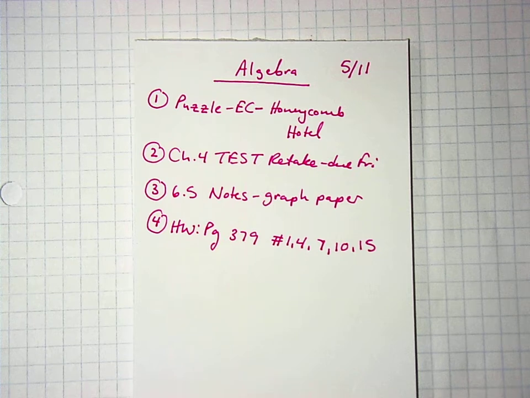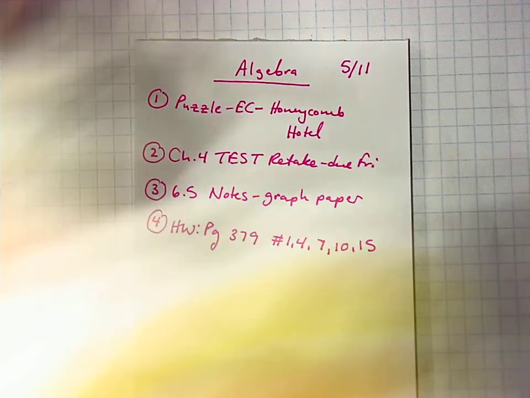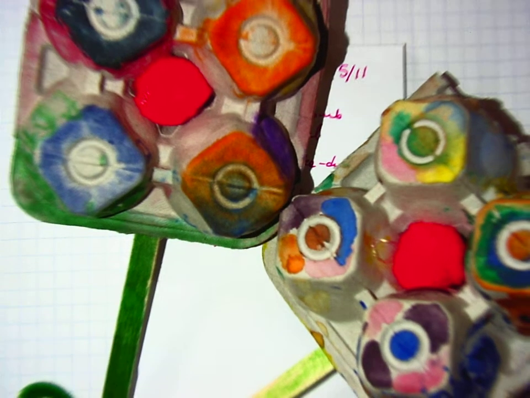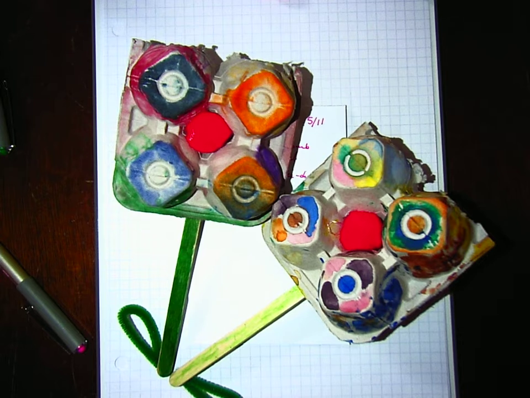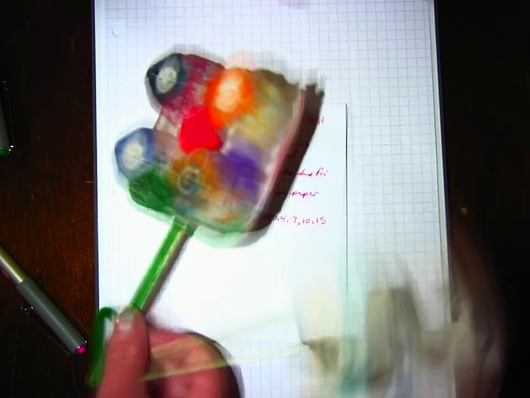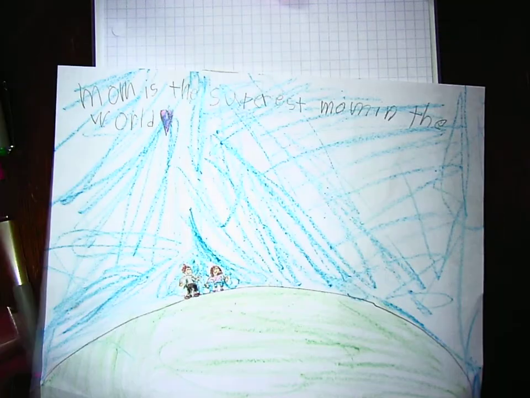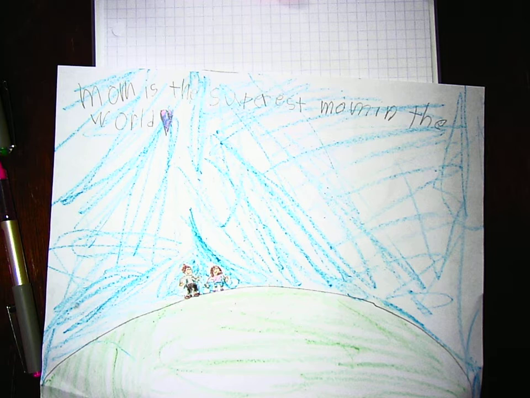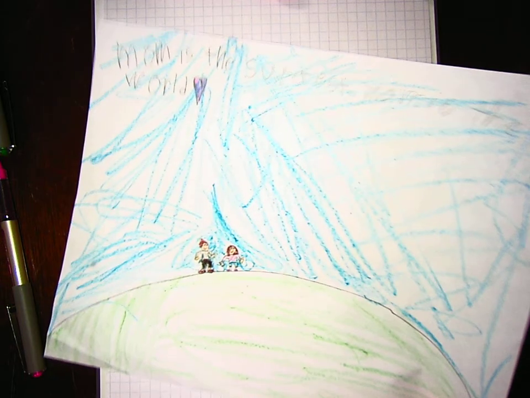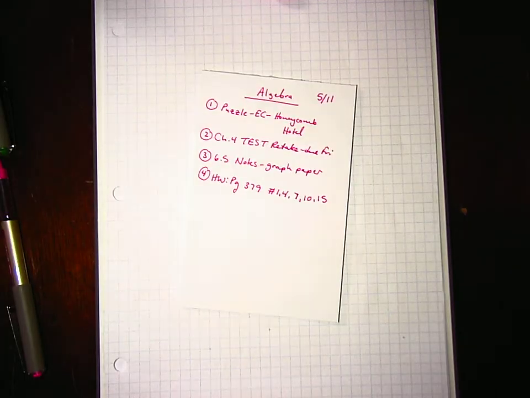I got a very nice set of flowers from my children, as you can see right here. Aren't they beautiful flowers? Egg gardens, I think, is what those were. And I got that. It says mom is the superest mom in the world. You can tell because obviously we're standing on the world there. So that's pretty cool.